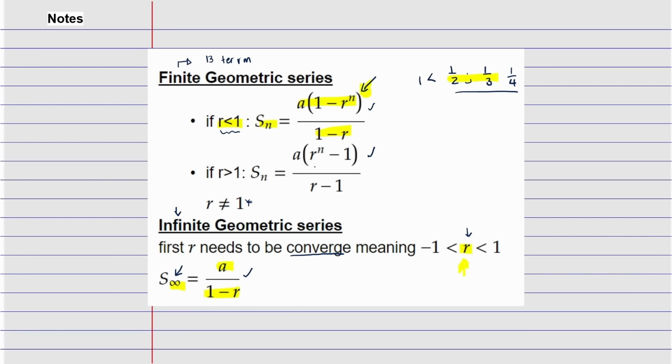But remember that to find the sum to infinity, first you need to make sure that your r is between negative 1 and 1. Then from there, you can find your sum to infinity. I hope that makes sense.